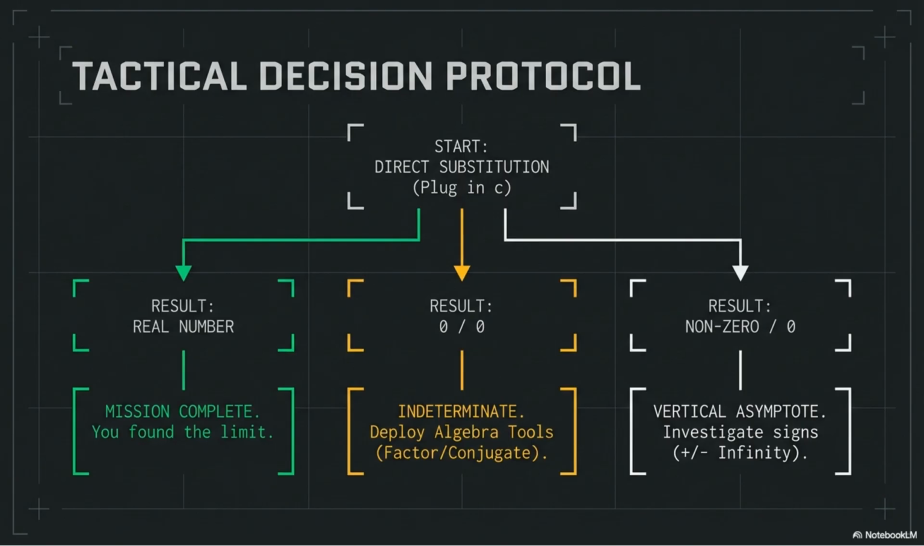Commit this tactical decision protocol flowchart to memory. Start with direct substitution. If the result is a real number, mission complete. If you get 0 over 0, it's an indeterminate form, so you deploy your algebraic countermeasures. But if you substitute and get a non-zero number divided by 0, you have hit a vertical asymptote. In this scenario, you must investigate the signs to determine if the function is approaching positive or negative infinity.